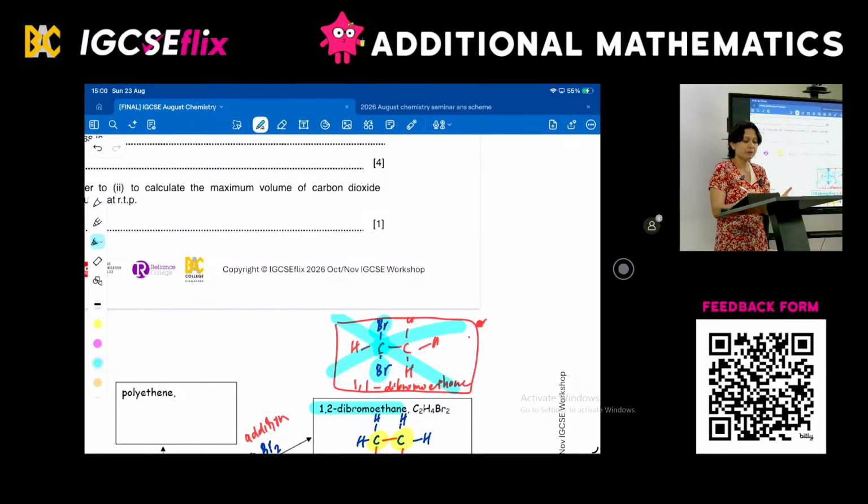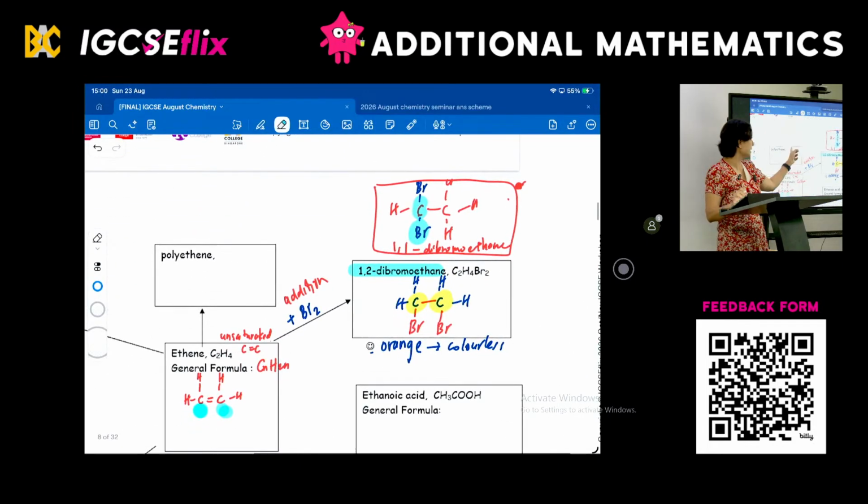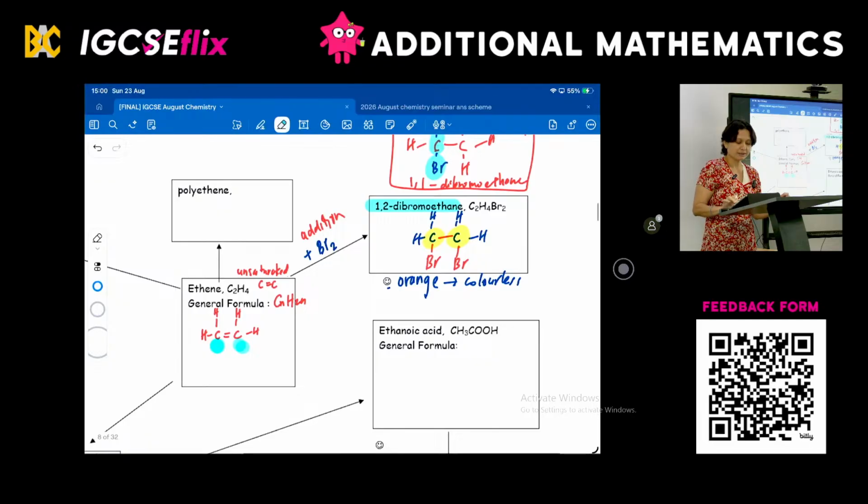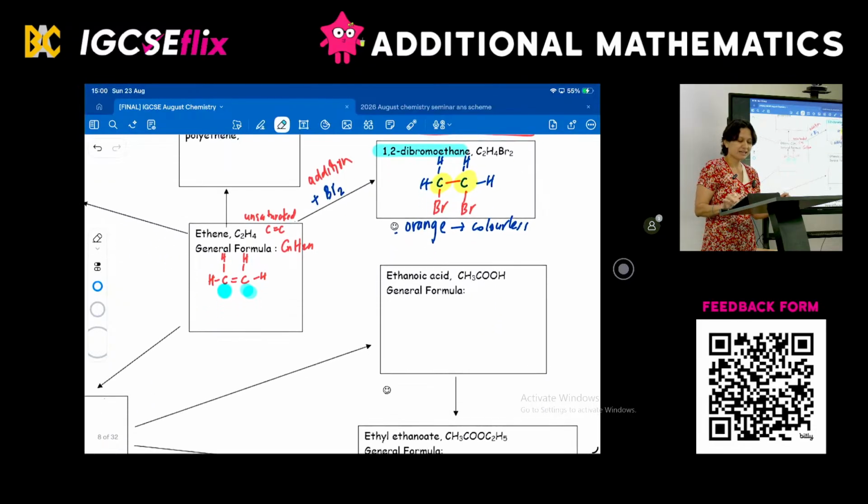It can only be made by what? What did you say just now? Substitution. This one can only be made by substitution. Okay? So it came up before objective question. Why make this, not that? Can you understand? Okay, alright. Let's try the next one.